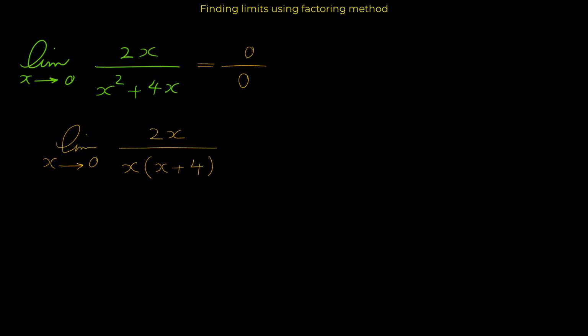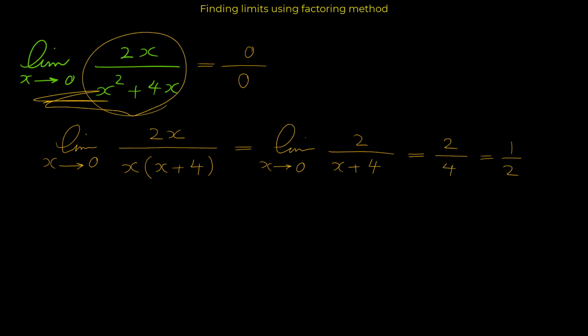Now, if you cancel x from the top with x from the bottom, we have the limit of 2 over x plus 4 as x approaches 0. If we substitute 0 for x, then we have 2 over 0 plus 4, which is 4. 2 over 4 is 1/2. So this limit is 1/2. The limit of this function as x approaches 0 is 1/2.